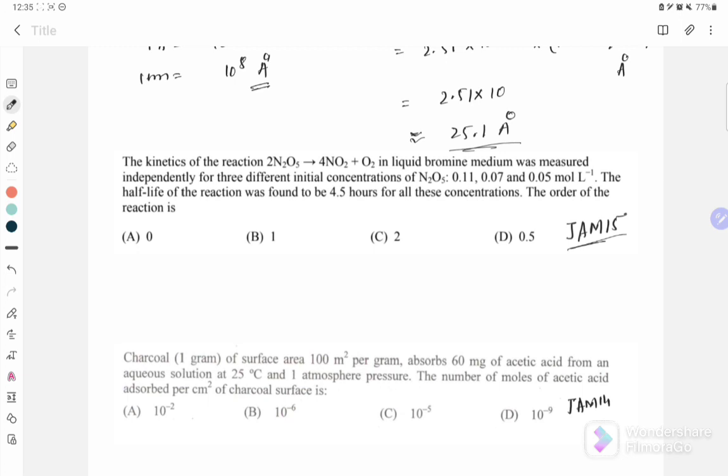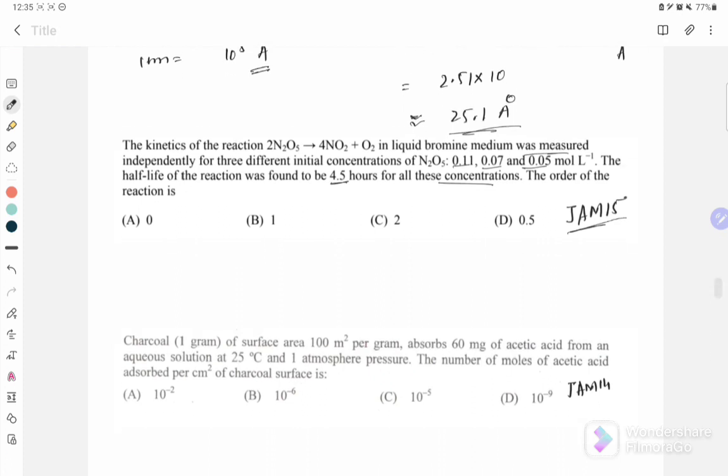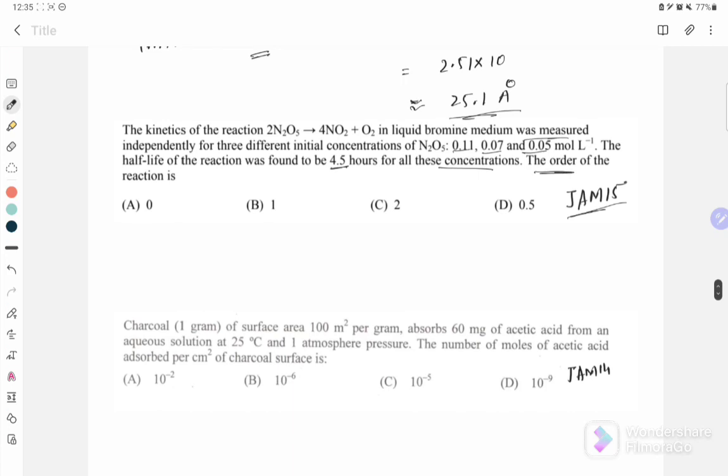So the question is, the kinetics of 2N2O5 to 4NO2 plus O2 in liquid bromine medium was measured independently for three different initial concentrations: 0.11, 0.07 and 0.05 mole per liter. They also said that the half life of the reaction is found to be 4.5 hour for all these concentrations. So you just have to calculate the order of the reaction.